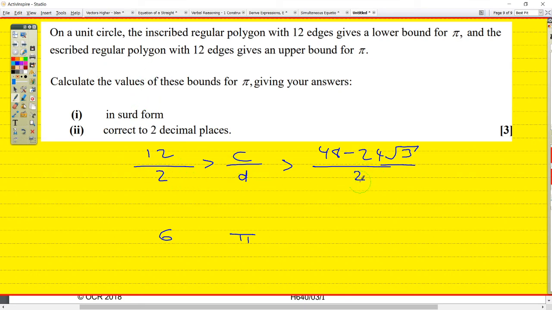And 48 minus 24 root 3 divided by 2. That's just 24 minus... Wait, no. If you take out 12 root 3, and to 2 decimal places, 24 minus 12 root 3 is 3.22. No, something's wrong. Why? Because that would need to be less than pi, wouldn't it? 3.14.